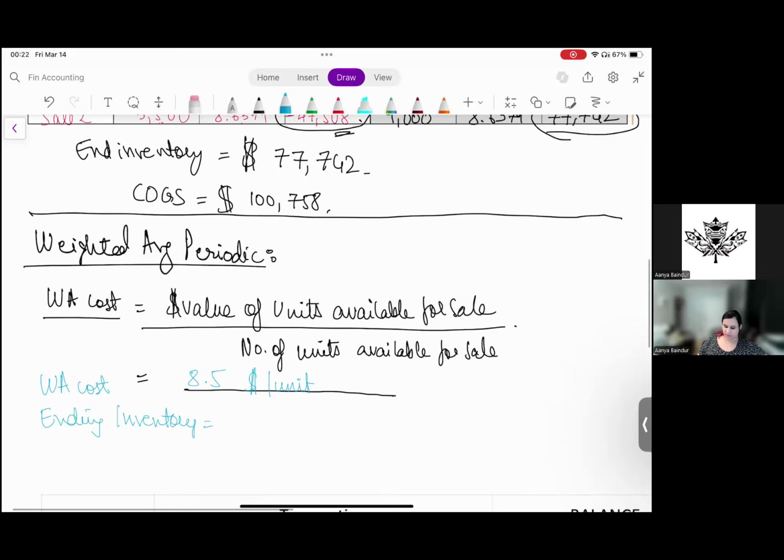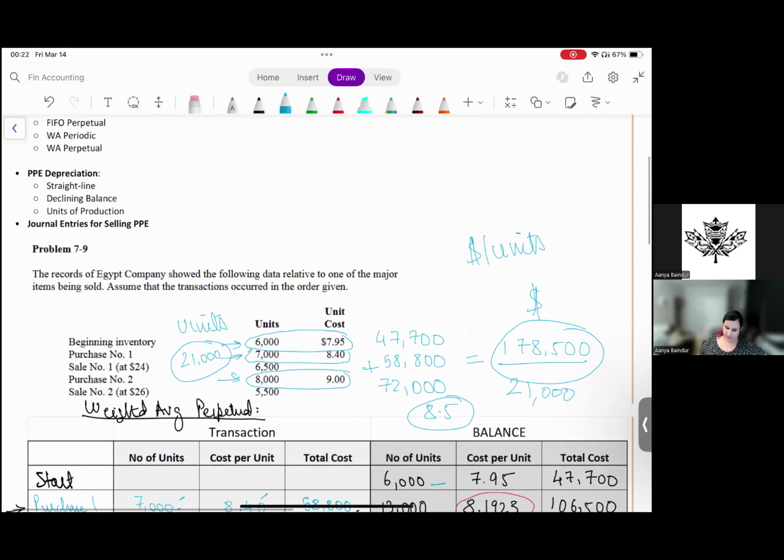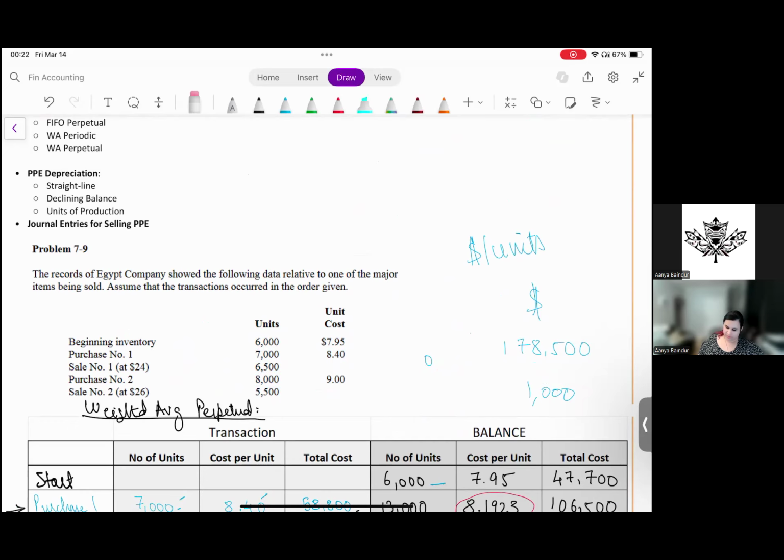Let's see how many items we have at the end. So how many units do we have at the end? Let me just clean up my screen maybe. Okay, so these are positive, these are negative, this is positive, this is negative. So let's just add and subtract these numbers.